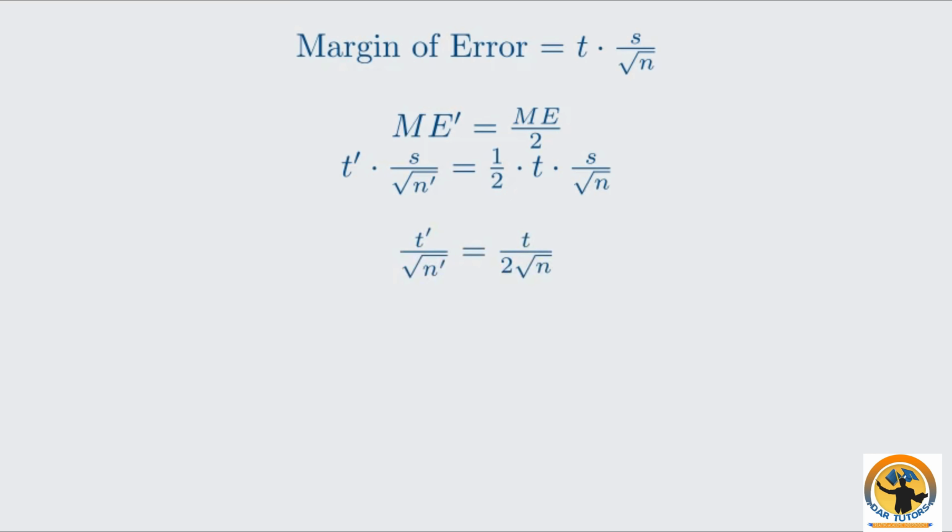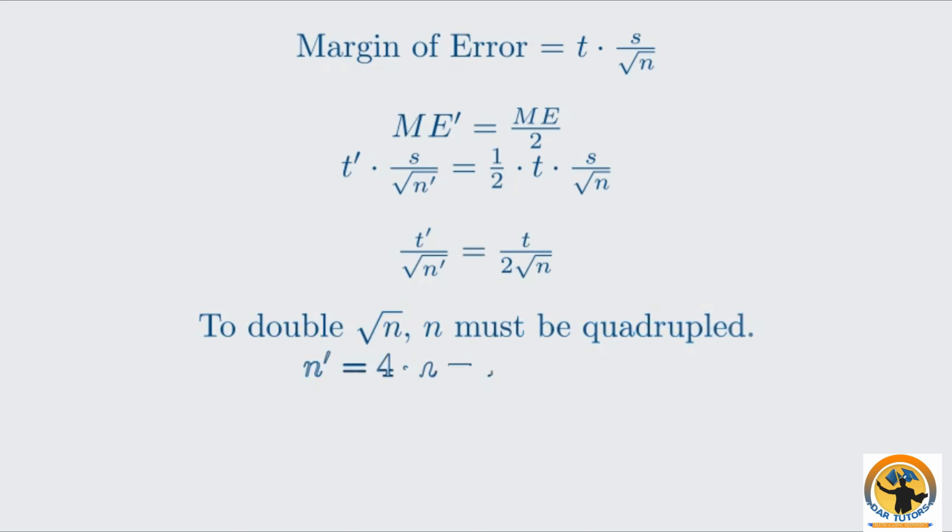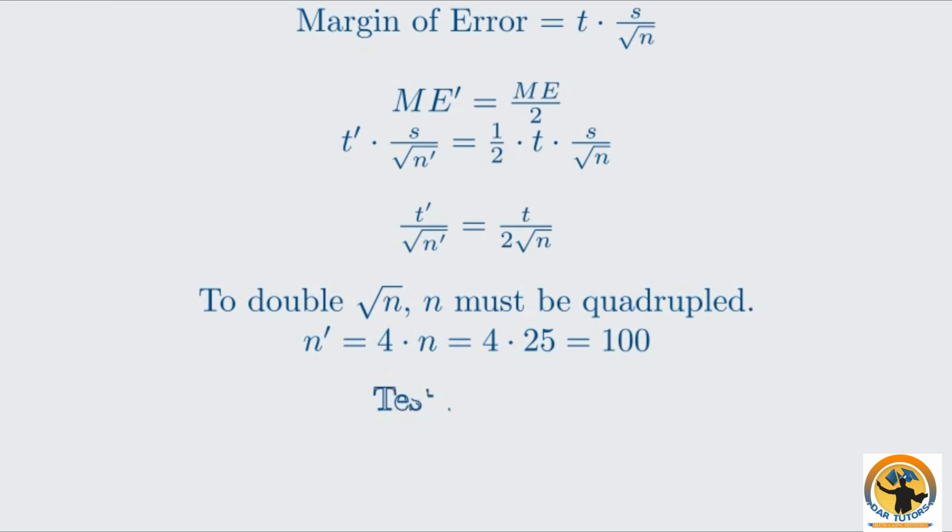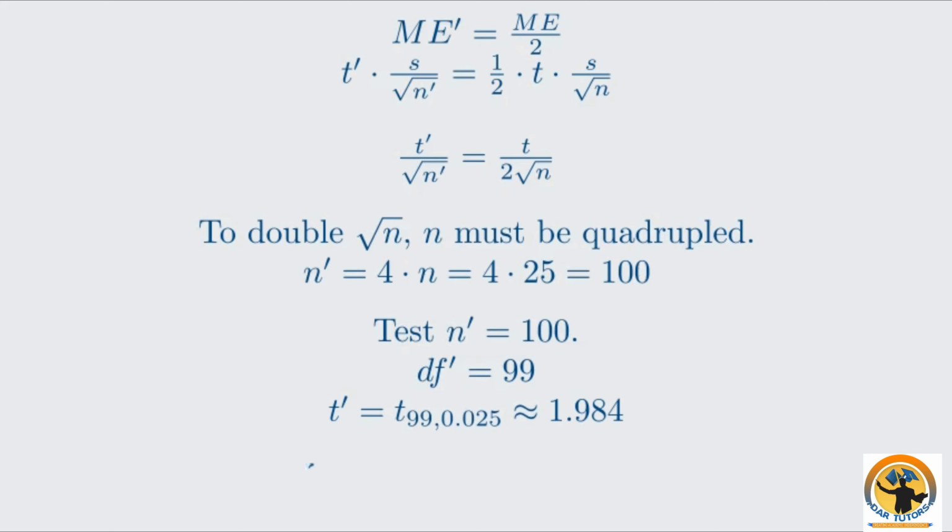To halve the width, the standard error must be halved, which means the denominator, root N, must be doubled. For root N to be doubled, N must be quadrupled. So, 4 times 25 is 100. Let's test N prime equals 100. For N prime equals 100, the degrees of freedom are 99, and the critical t-value t sub 99, 0.025 is approximately 1.984. Let's substitute our values into the width equation.